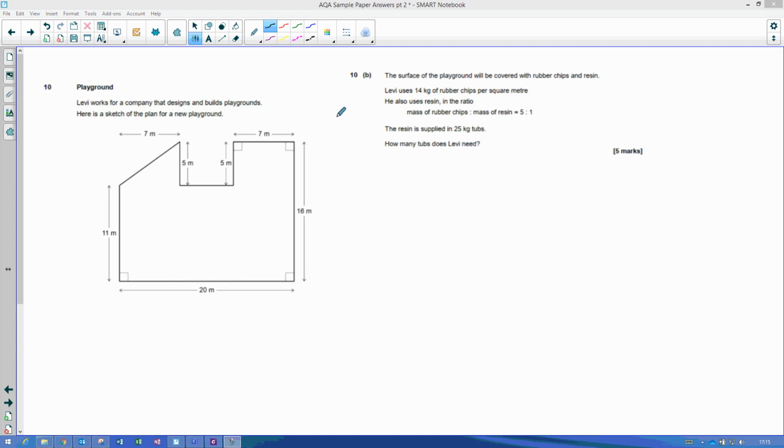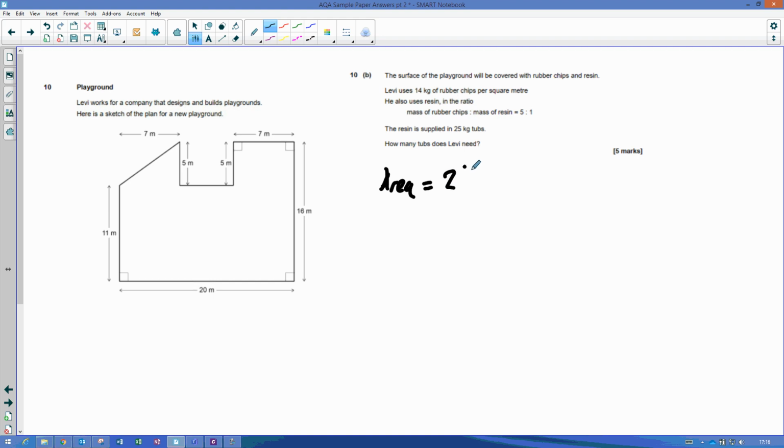Okay, so the first thing to remember is in part 10a, we've already worked out the area of this playground. So we know the area is equal to 272.5 meters squared. We don't have to do that again. Second, he uses 14 kilograms of rubber chips per square meter. That's how I knew I wanted the area, because this is talking about square meters and that's a measure of area. So for each one of these square meters, I need 14 kilograms.